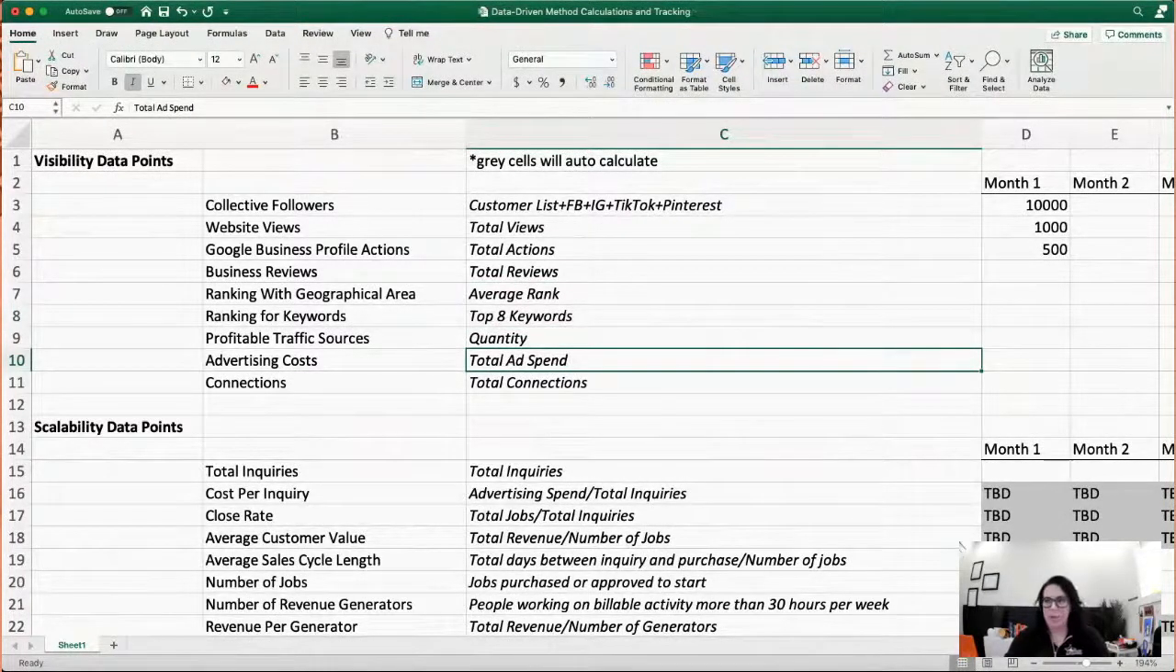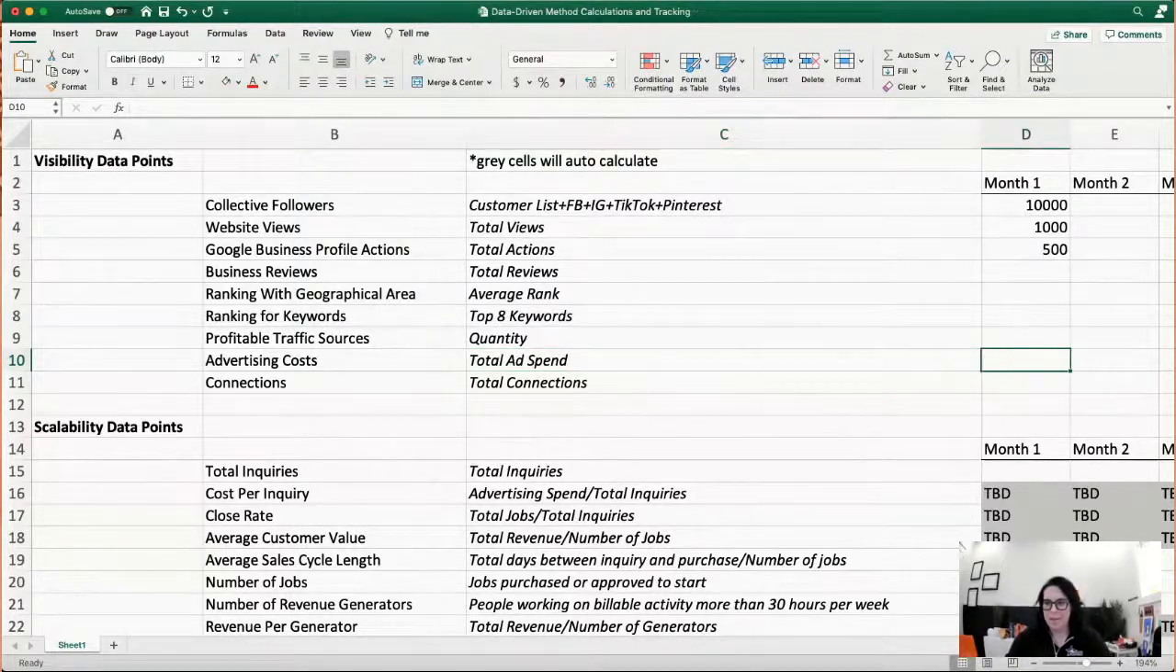Advertising costs. If you are investing in ad spend, then that's what you will total here. We're not tracking the profitability at this point of the ad spend. We're just tracking the total amount of ad spend. And then the last metric in visibility is your total connections. These are people that you have actually connected with.